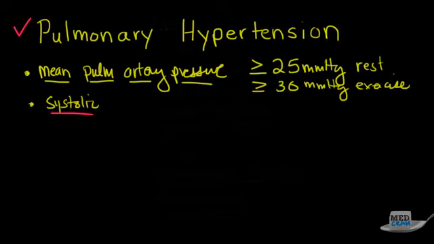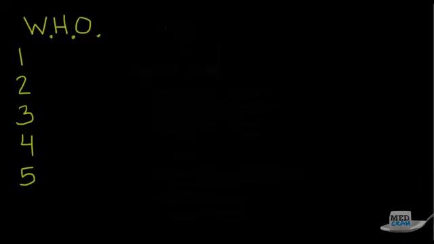Systolic is used when we are trying to estimate using echocardiogram, and we'll talk about that. Okay, so there are major different categories for pulmonary hypertension. Let's talk about those. So these are the 5 different WHO groups. This is the World Health Organization. They've divided pulmonary hypertension into 5 different groups. So what are the different groups?